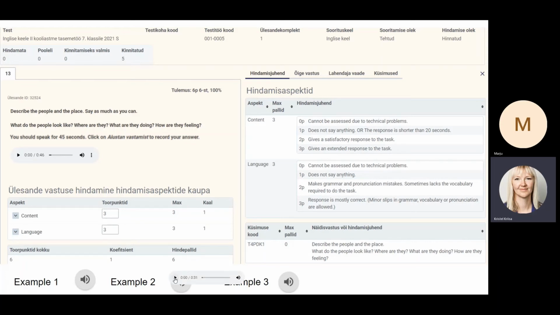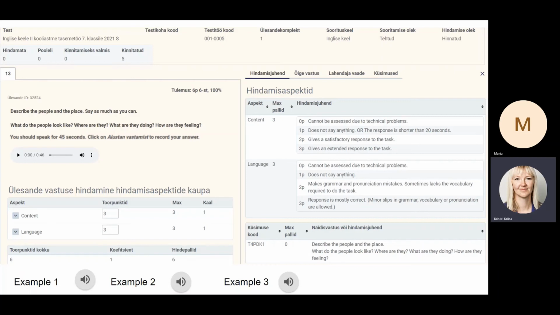Now the second one. They look like very happy. They are in the forest. They drink a tea and eat the sandwiches and apples. The kids are laying and the parents are sitting, and the children is on the blanket.